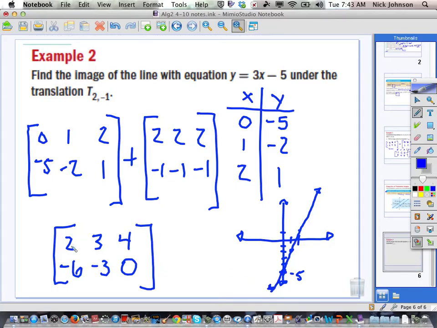And let's see if this works out. 2, negative 6. Negative 6 should be about right here. 3, negative 3. Here's negative 3. And 4, 0. Oh, it's going to squeak out there. And as you can see, that's pretty close to being parallel, even though I kind of have a little slight hitch in my giddy up there. But that all worked out.